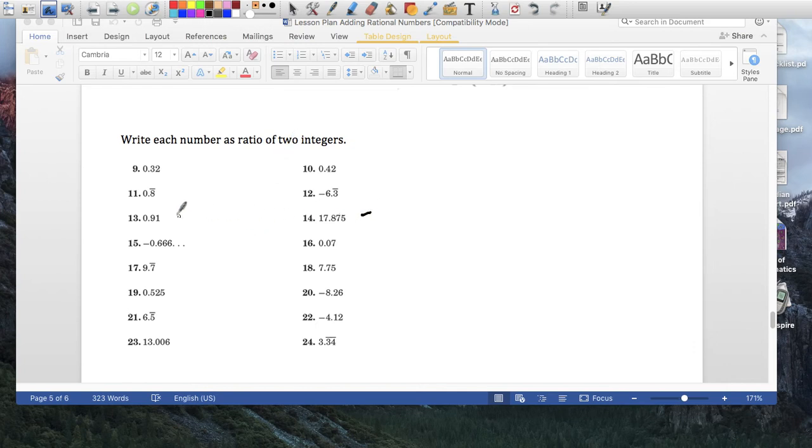So that you can do. This one you can do. This one you can do. Even negatives, they're the same thing. So let's focus on the ones with repeating. See if you can change that to a fraction.